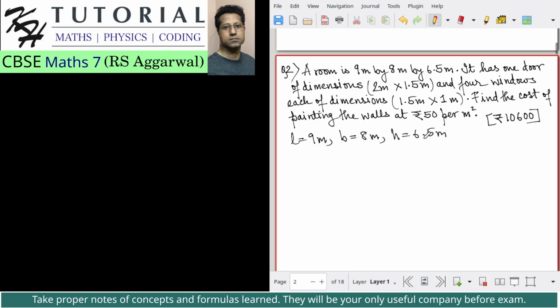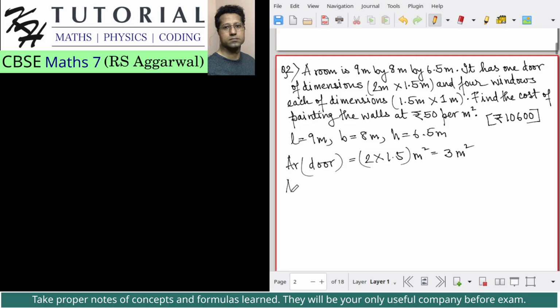So the effective area of the wall that needs to be painted will be the total area of the 4 walls minus the area of one door and the area of 4 windows. Let's first calculate the area of the door. I am using this notation: AR door means the area of the door. Its dimension is 2 meter by 1.5 meter, so its area will be 2 multiplied by 1.5, which is equal to 3 meter square.